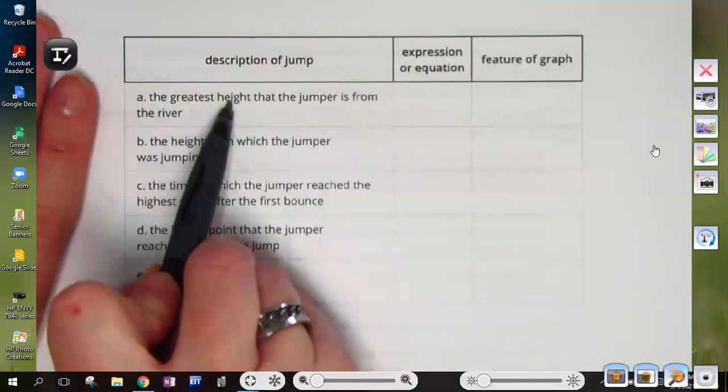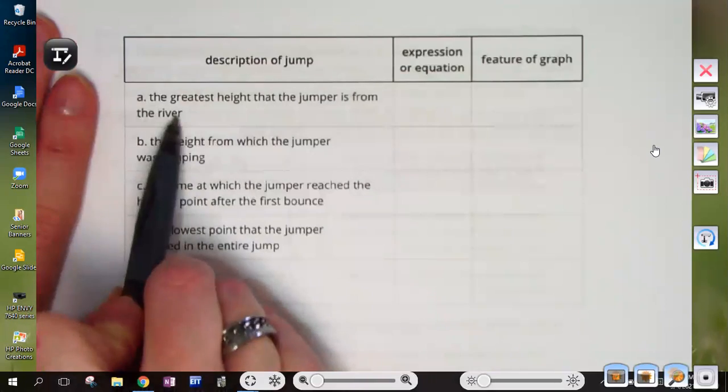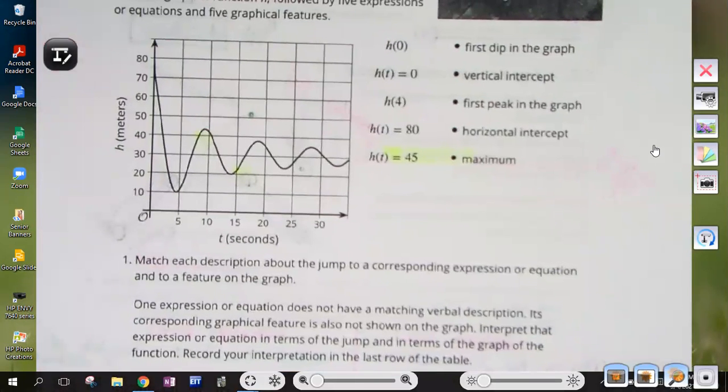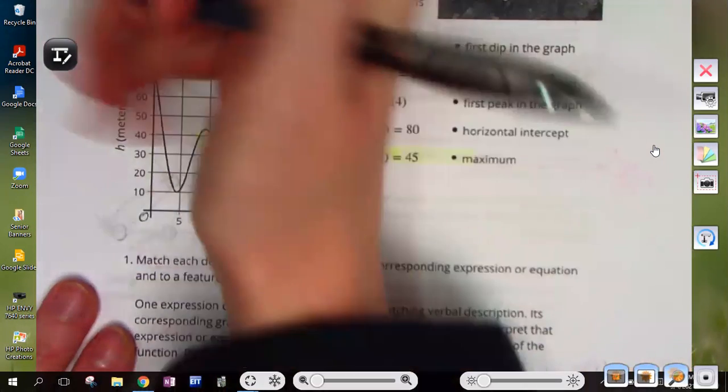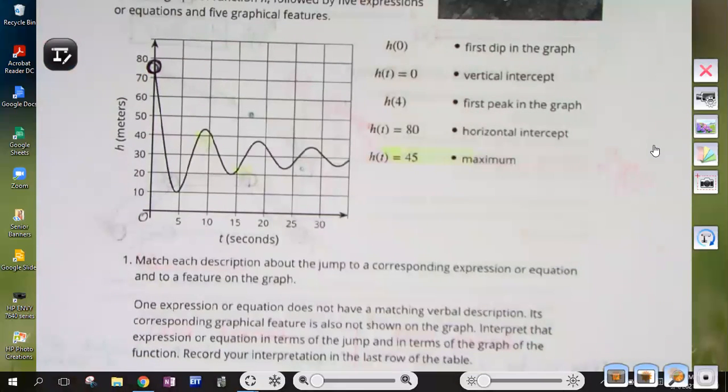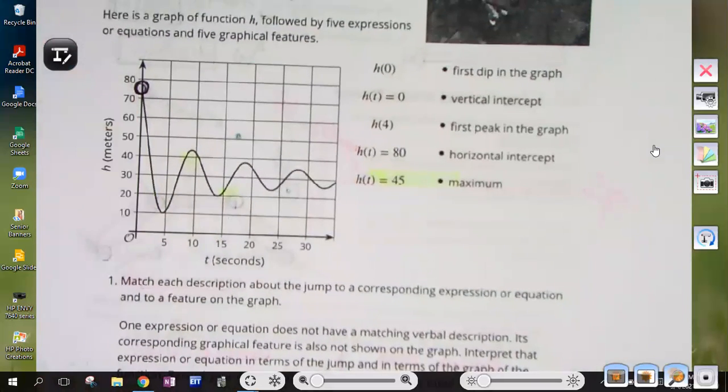It says the greatest height that the jumper is from the river. So let's look at my graph. What is the greatest height the jumper is from the river? Where's the highest point on my function? 80. Okay, so that's right here. Okay, so that's the highest point, and it has to be based on the way they described it, okay?